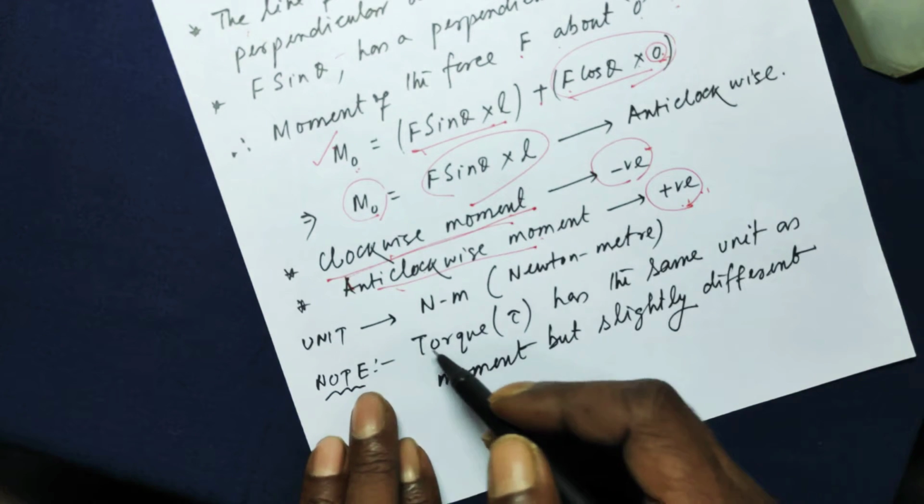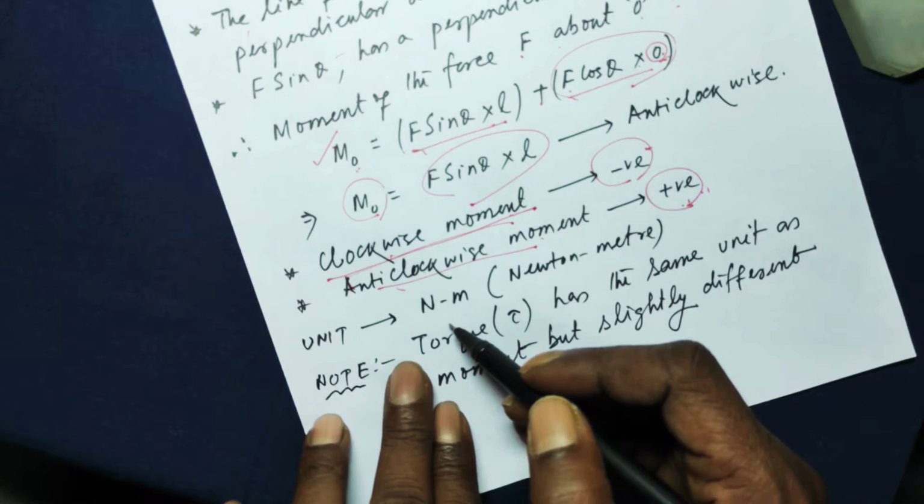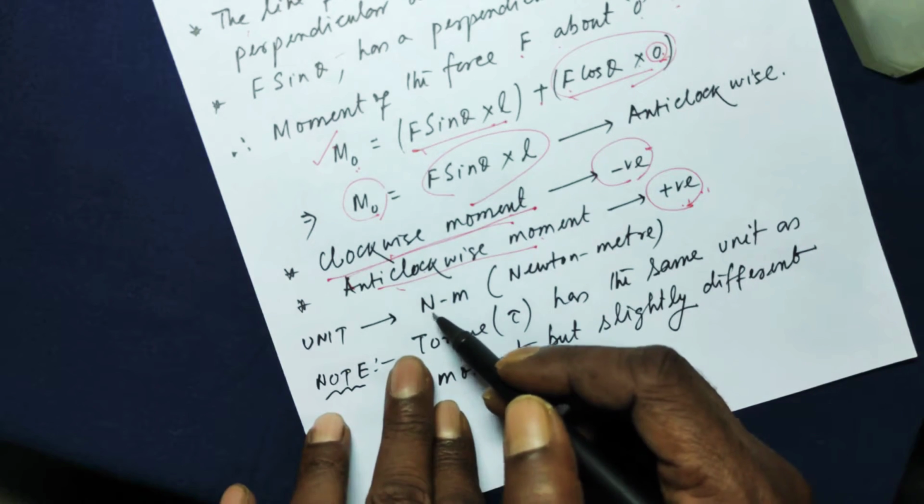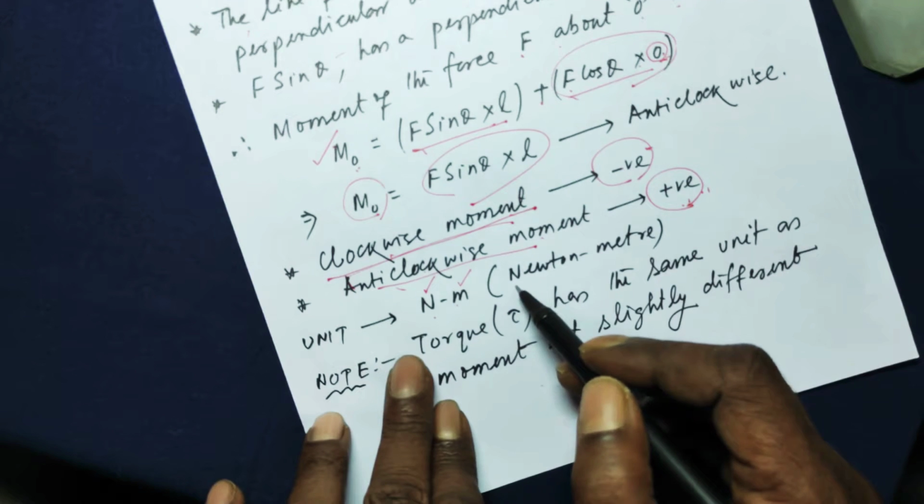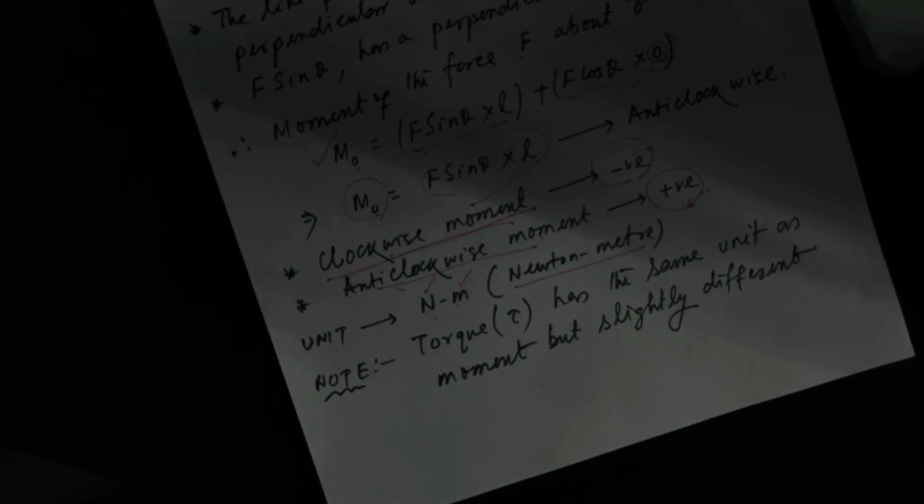And then coming back to the units. Now, since it is the product of the force and the distance, force is Newton, distance is meter, therefore Newton meter.